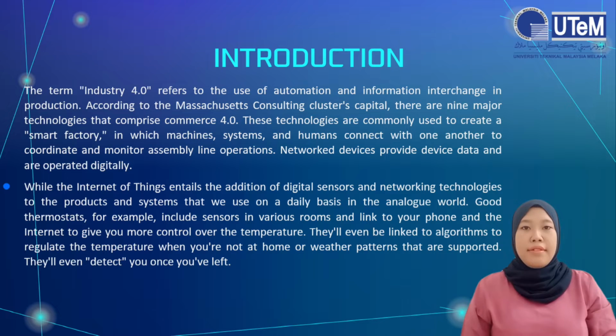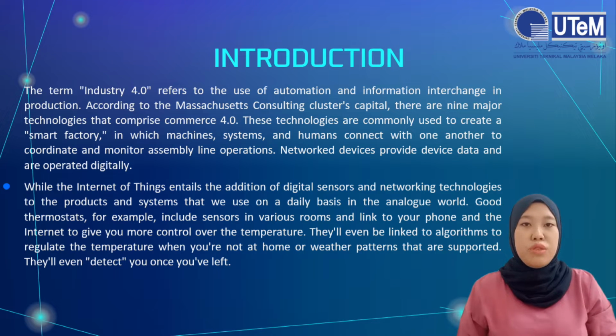Introduction. The term Industry 4.0 refers to the use of automation and information interchange in production. According to the Boston Consulting Group, there are 9 major technologies that comprise Industry 4.0. These technologies are commonly used to create a smart factory in which machines, systems, and humans connect with one another to coordinate and monitor assembly line operations.